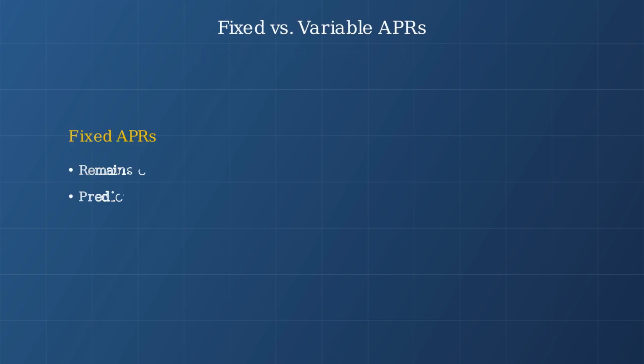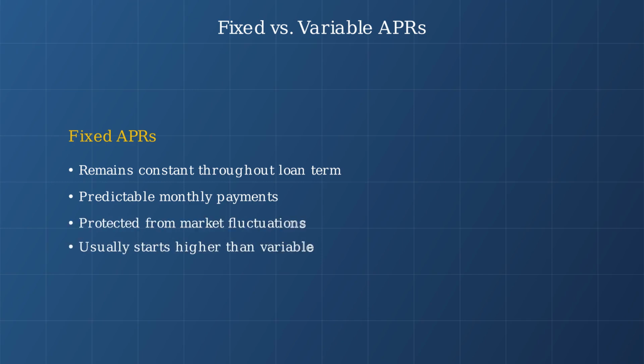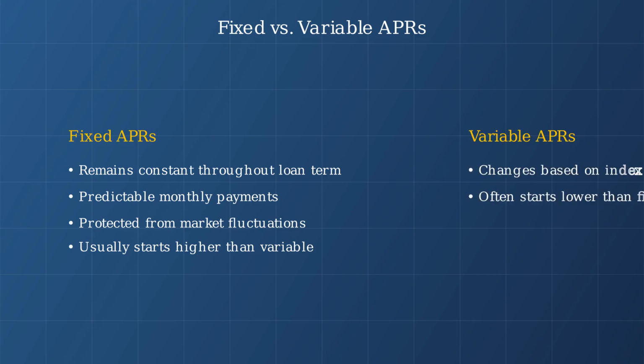Fixed APRs remain constant throughout the entire loan term, providing borrowers with predictable monthly payments. One of the main advantages of fixed APRs is that they protect borrowers from market fluctuations and interest rate increases. However, they typically start at a higher rate than variable options. Variable APRs, however, can change over time based on an underlying index rate, such as the prime rate. They typically start lower than fixed rates. The main drawback of variable APRs is that they carry the risk of increasing over time, which can lead to fluctuating payment amounts that might be difficult to budget for.